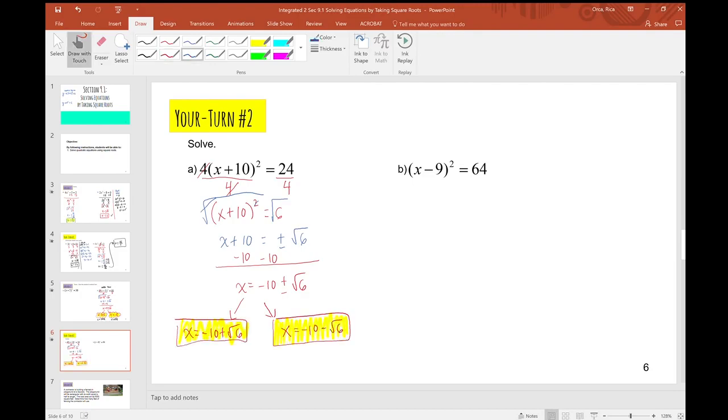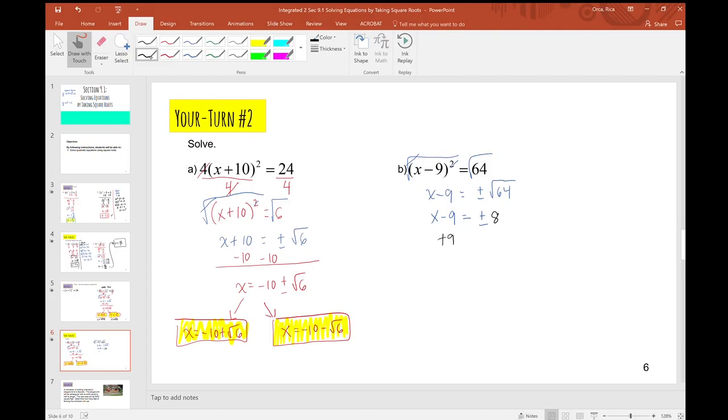Let's do part B. We have x minus 9 squared equals 64. You start off by, since there's no a value, let's go ahead and take the square root of both sides, which will leave us with x minus 9 is equal to plus or minus the square root of 64, which is x minus 9 is equal to plus or minus 8.